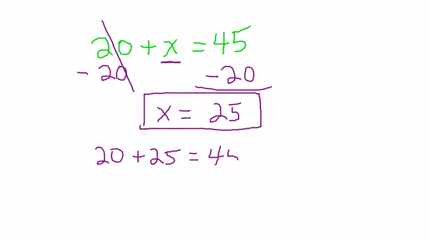Let's see if both sides are equal. 20 plus 25 gives me 45. 45 is equal to 45. So this solution checks out. Let's try another one. Let's say I have x minus 5 equals 15.